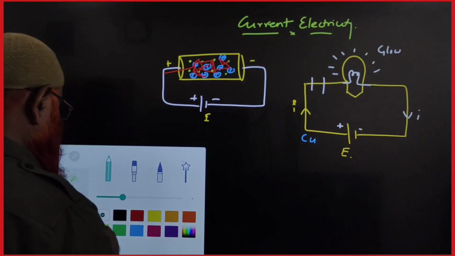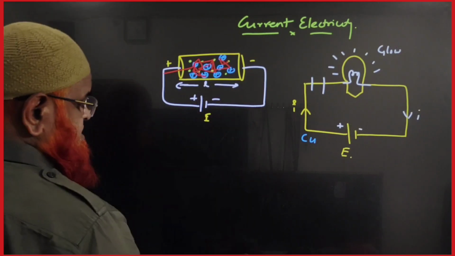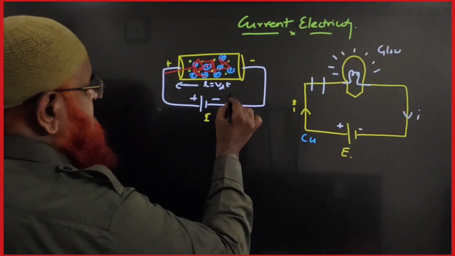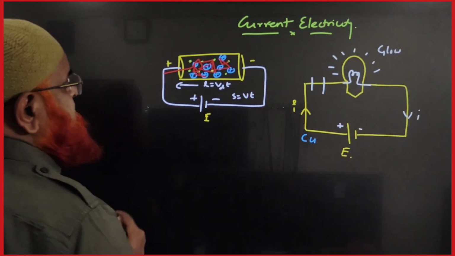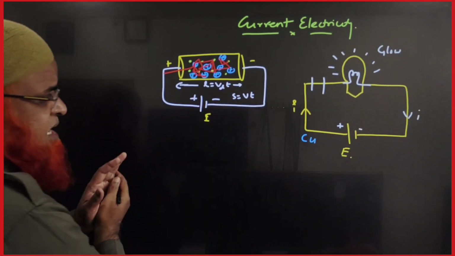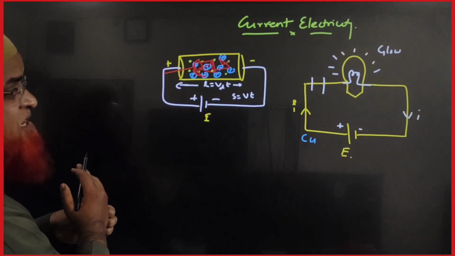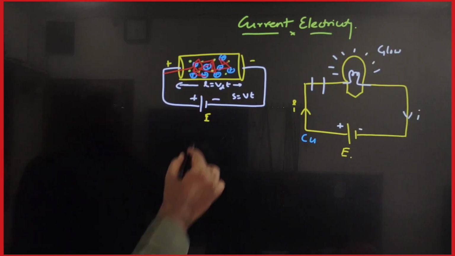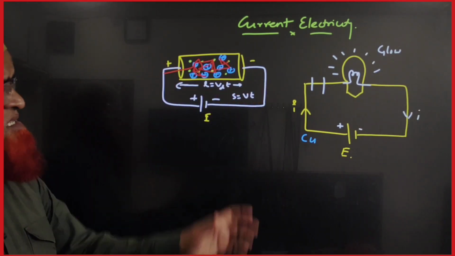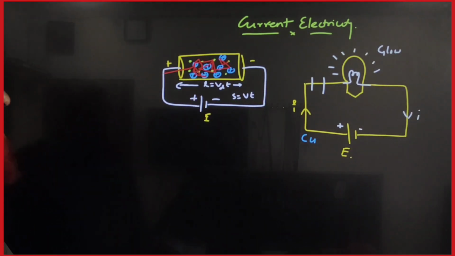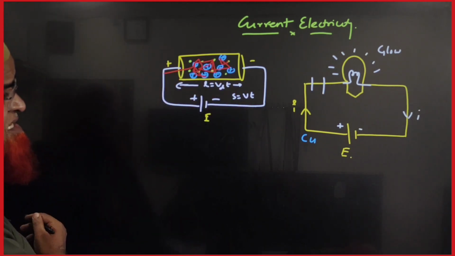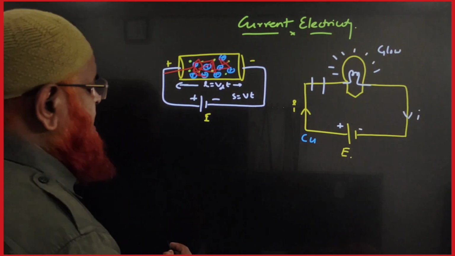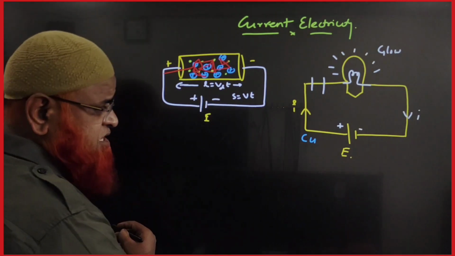Now let us imagine that the length of the wire is taken as L, which is nothing but drift velocity into time, because distance is nothing but velocity into time. Why have I taken drift velocity into time? Because electrons are not moving in a straight line. There are multiple collisions, and they are moving forward to the positive terminal. This type of velocity is said to be drift velocity. So length is equal to drift velocity into time.